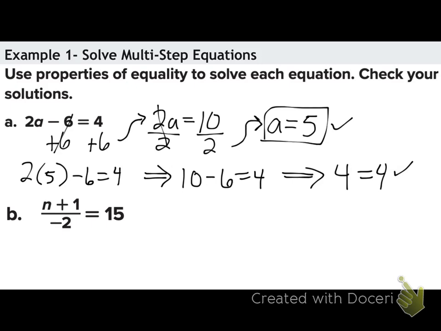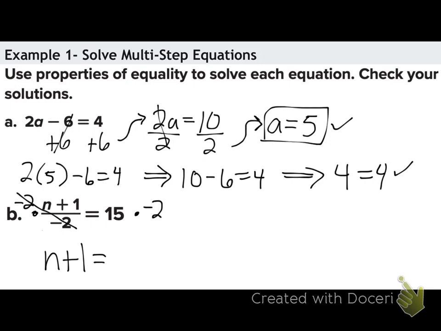What's the inverse of division? Multiplication. So what could I do to get rid of this negative 2? I can multiply this left side of the equation by negative 2. That's going to cancel out my denominator. Whatever I do to the left, got to do to the right. So after the negative 2's cancel, what's all that I'm left with on the left? N plus 1. Just that numerator, n plus 1, right? Any questions how I got that?